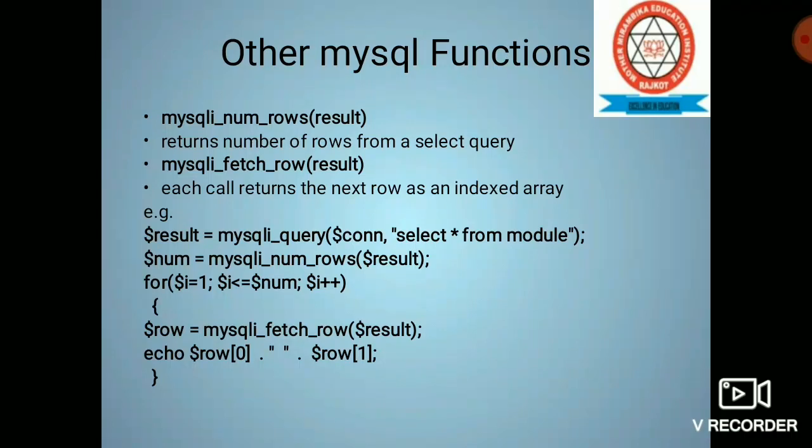In the for loop, $row equals mysqli_fetch_row of $result. This function will fetch only a single row at a time from the $result resultant variable, which holds the module table's data. Next, we are printing the records: echo $row[0] concatenated with a blank space and $row[1]. Here $row[0] and $row[1] are the column indexes of the module table. The 0th index means the first column and the first index means the second column.